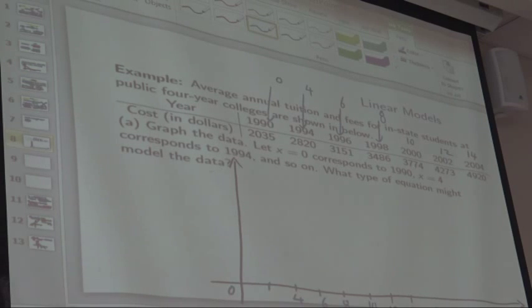And the y value is dollars. The most basic is 2,035, and then we go up to $4,920. So let's say that we make the tick 1,000, and 2,000, 3,000, 4,000, and 5,000.